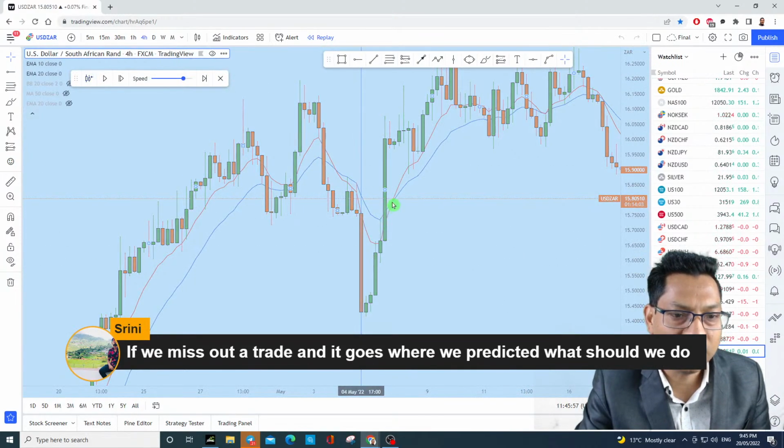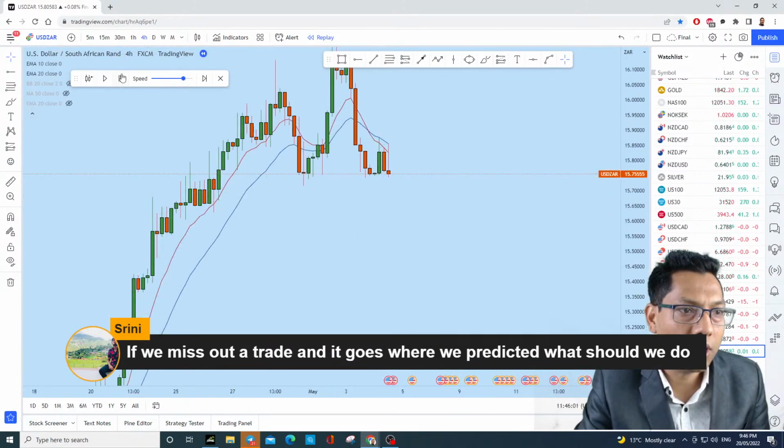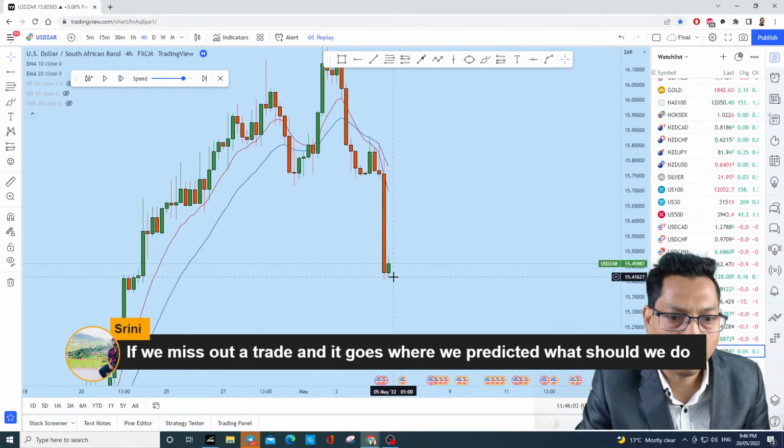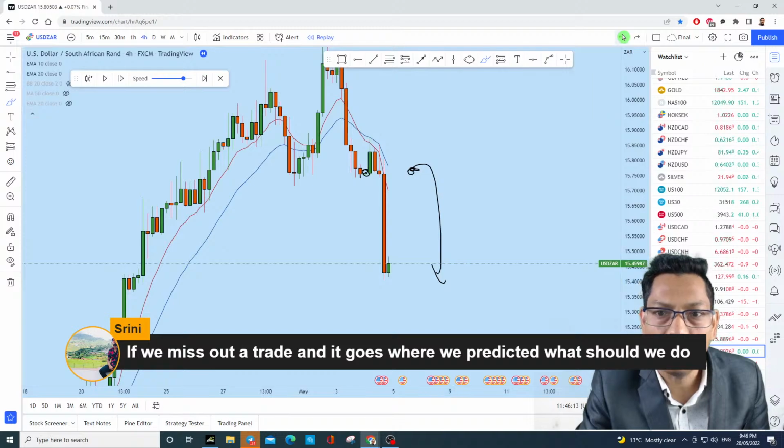See, USD ZAR, the same thing, head and shoulder. Look at this, it broke down. Now you see the same situation. What I will be waiting for, same thing, is this previous support being tested as a resistance, and then when I see a price action to the downside, I will be selling.